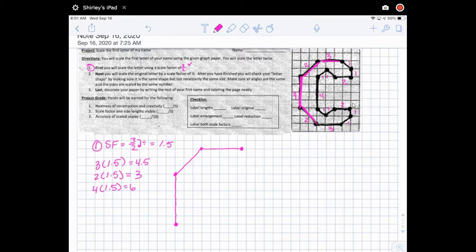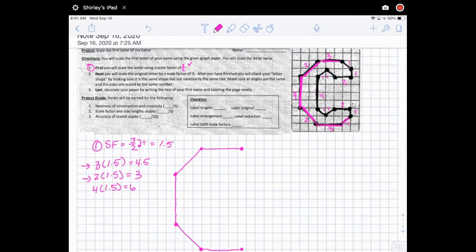I have another side length of 2. I don't have to redo that work. I already know that 2 scaled up gives me 3. So I'm going to go 1, 2, 3. And then I already have my work for scaling 3 up. I know that's 4.5. 1, 2, 3, 4.5.